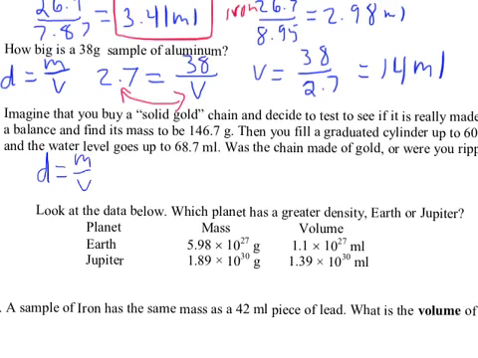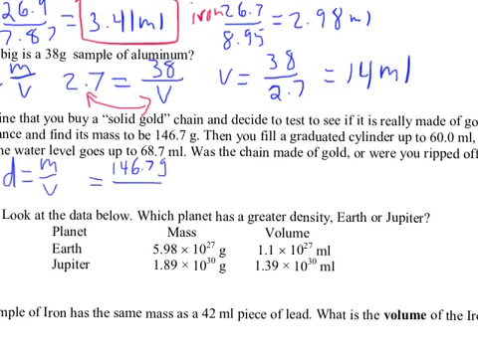I know what the mass is in this case. It's 146.7 grams. I have to find out what the volume is. Well, look what happened here. According to this, I had a volume that was 60 milliliters. It went up to 60.87. So the difference in these two values is because I put the gold chain in there, and the difference between those two is 8.7 milliliters.